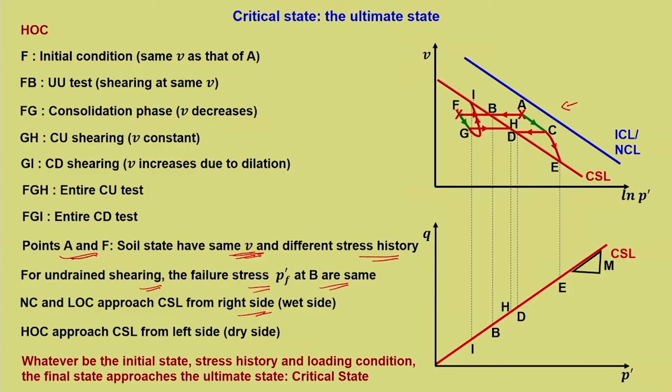Now, the summary is whatever be the initial state, stress history and loading condition, the final state approaches the ultimate state, which is the critical state. You can see it here. Whatever be the final state, it can all be mapped on this critical state line in q-p' where the failure occurs. We have discussed various initial conditions for both OC and NC, but all can be mapped onto the critical state. So, that is what critical state means, the ultimate state.